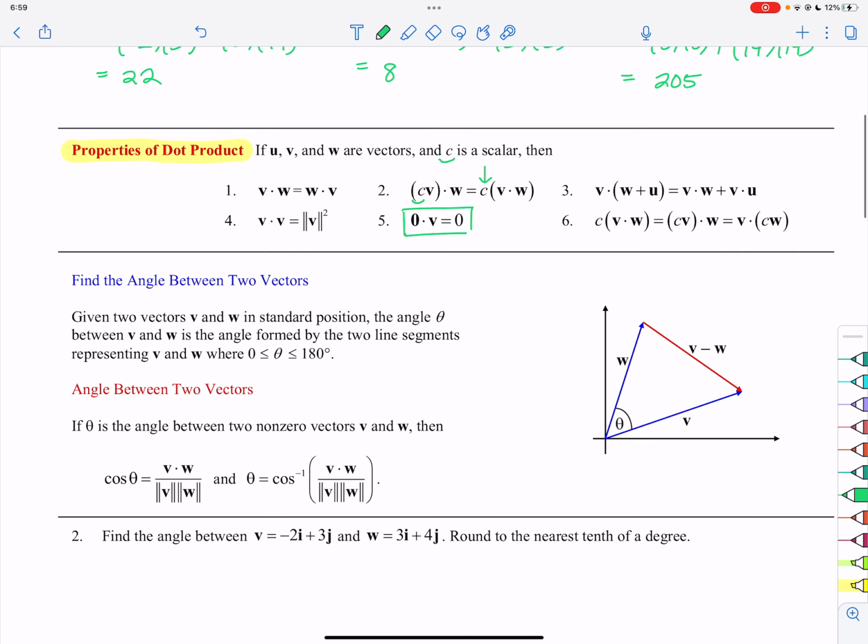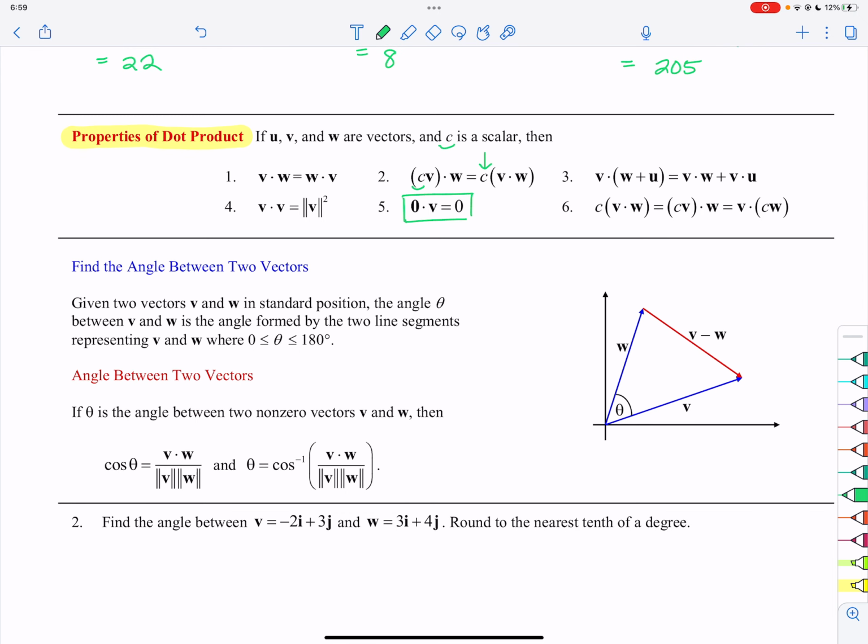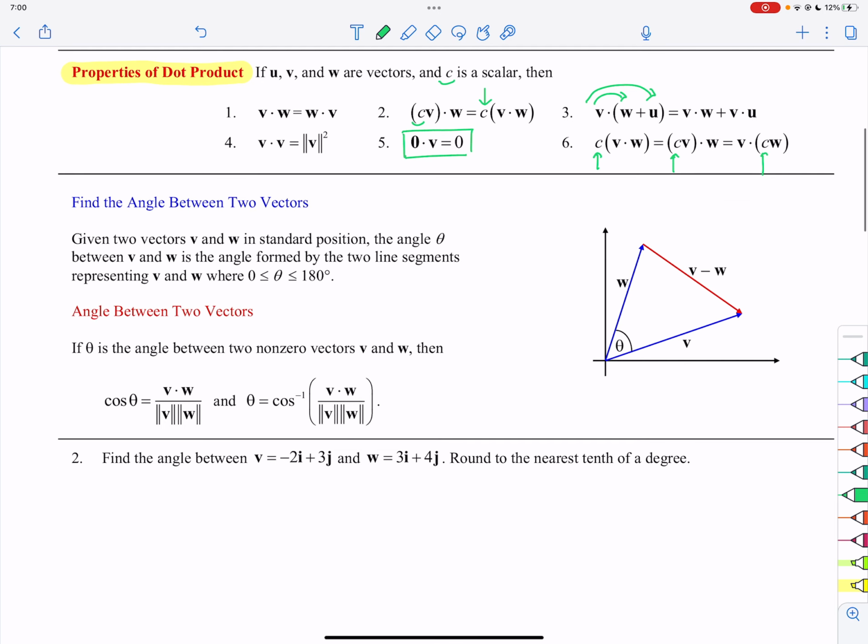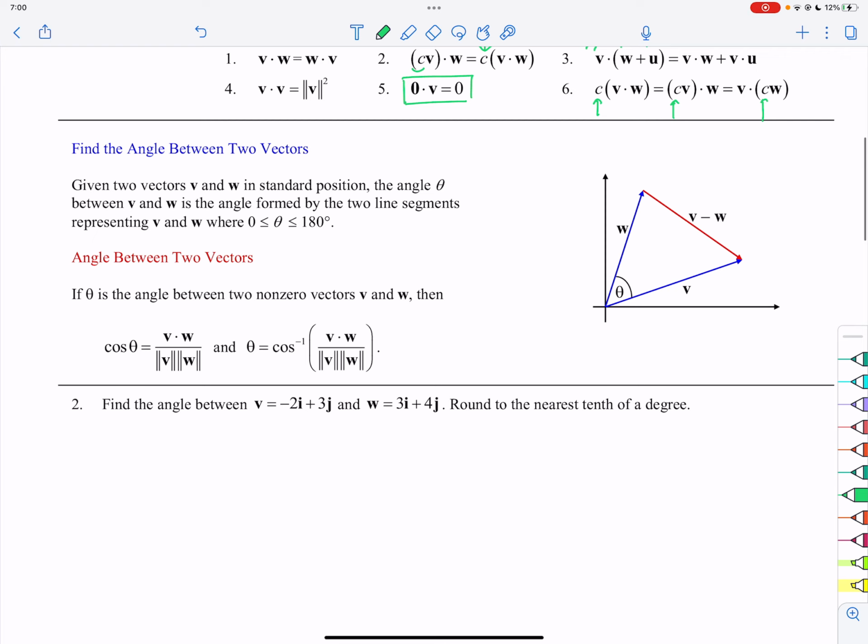We can distribute a vector with the dot product of the sum of two vectors. You can see here, so we can find the dot product of each one of those, and the scalar can be on the outside of the dot product with one of the vectors or with another vector. Okay, how about if we want to find the angle between two vectors?